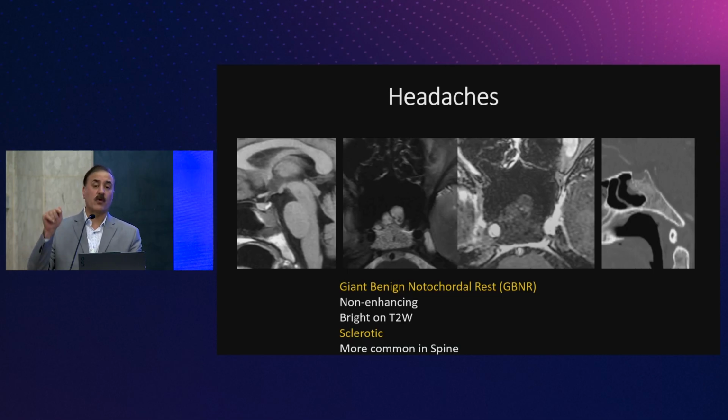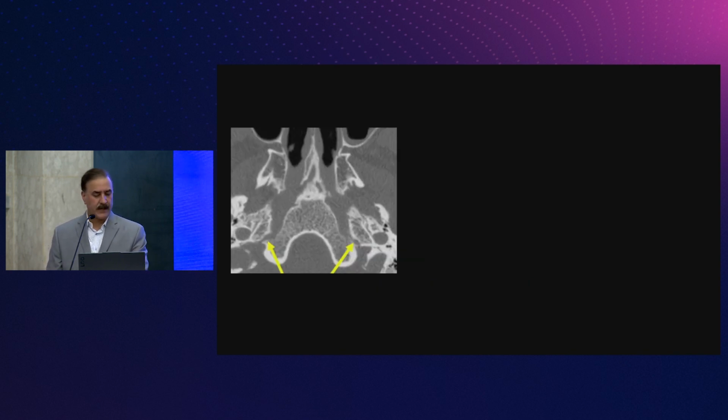You are the ones that are going to make this diagnosis, because you send this slide to pathology, they will say brachyury positive chordoma. But sclerosis is very important. That differentiates chordoma from a benign notochordal rest.